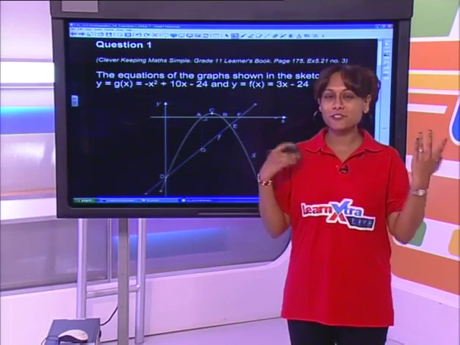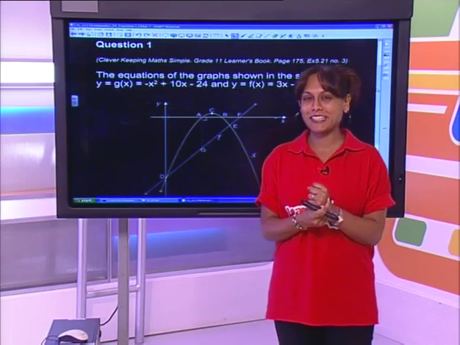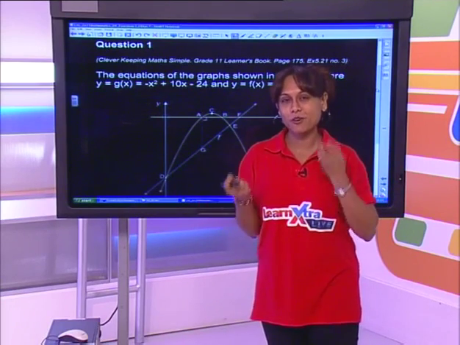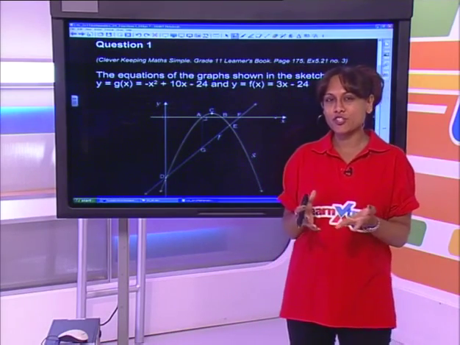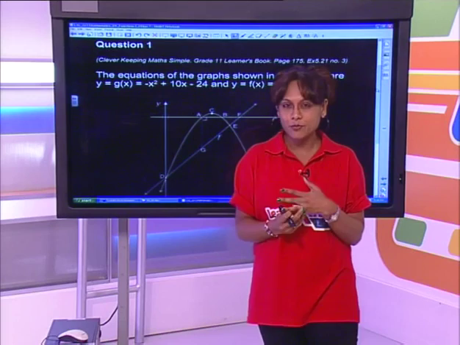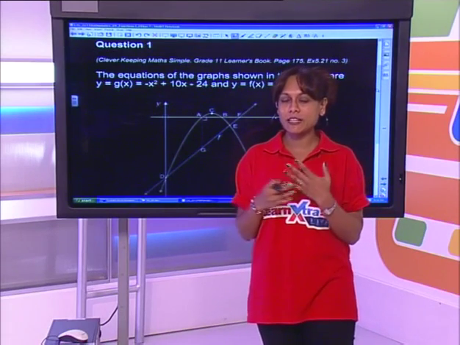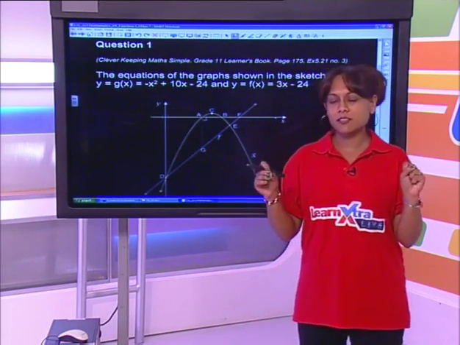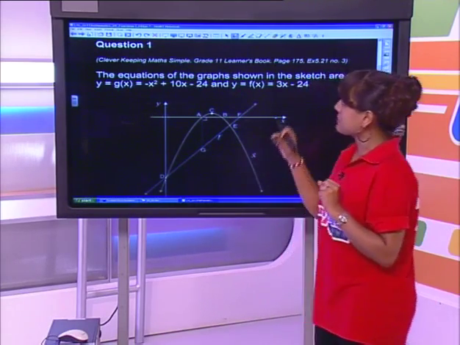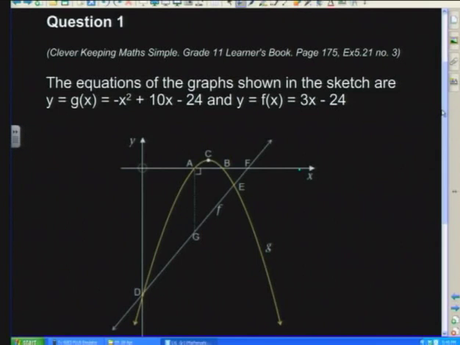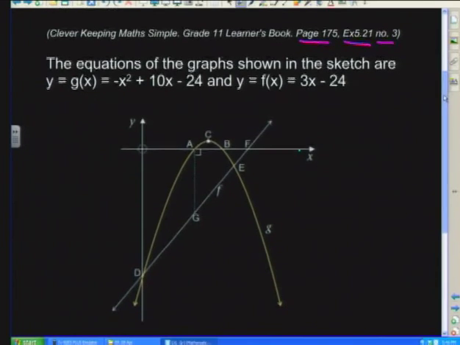Okay guys, so I'm going to try and just rush through this really quickly, but hopefully in depth, and hopefully you guys really understand what I'm doing. This is an exam type question and it comes straight from your Macmillan textbook, and we're going to look at answering a typical exam question all about parabolas and straight lines. Okay, so this is from the Keeping Maths Simple grade 11 learners book, page 175, and this is exercise 5.21 number 3. Okay, so that's where this comes from if you would like to go over this yourself.